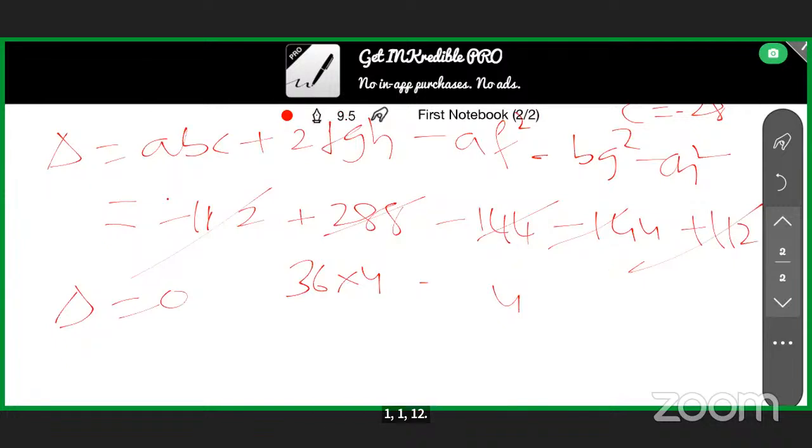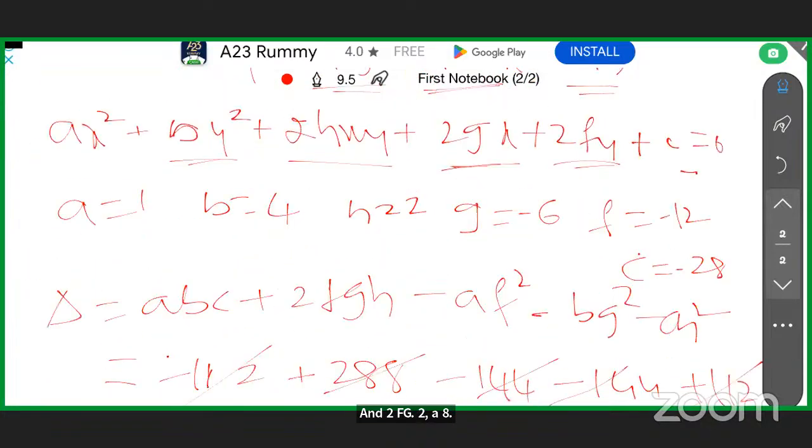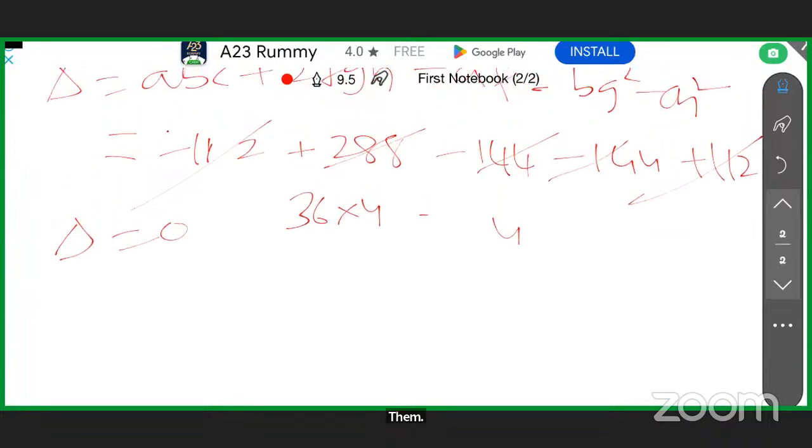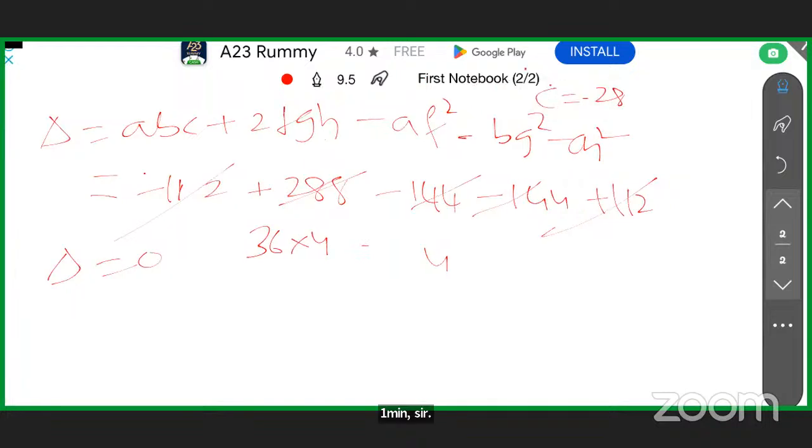And 2FGH is 288. So delta is equal to 0. We have to satisfy two conditions. We have to check whether the straight line is a normal pair of straight lines or parallel straight lines. So first we'll go for a normal pair of straight lines. The first condition to check is whether h square is greater than AB or not.